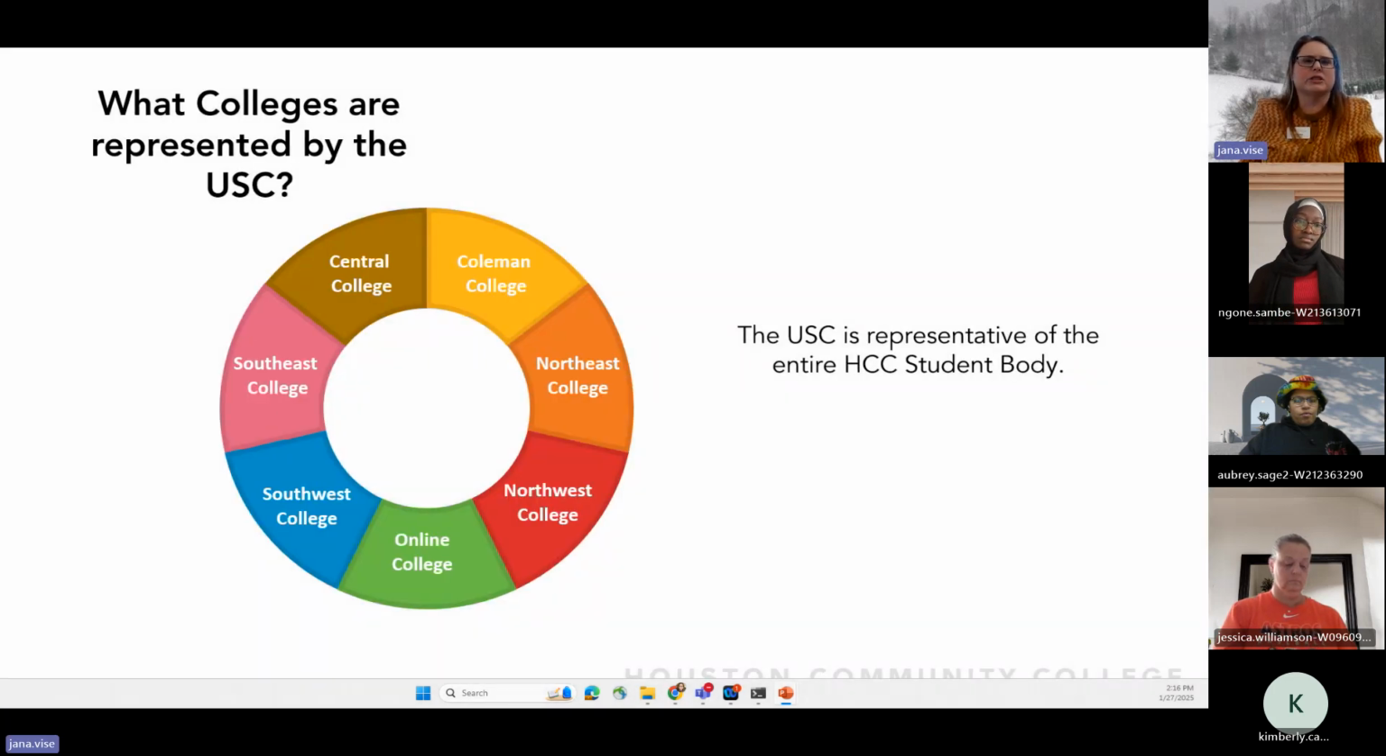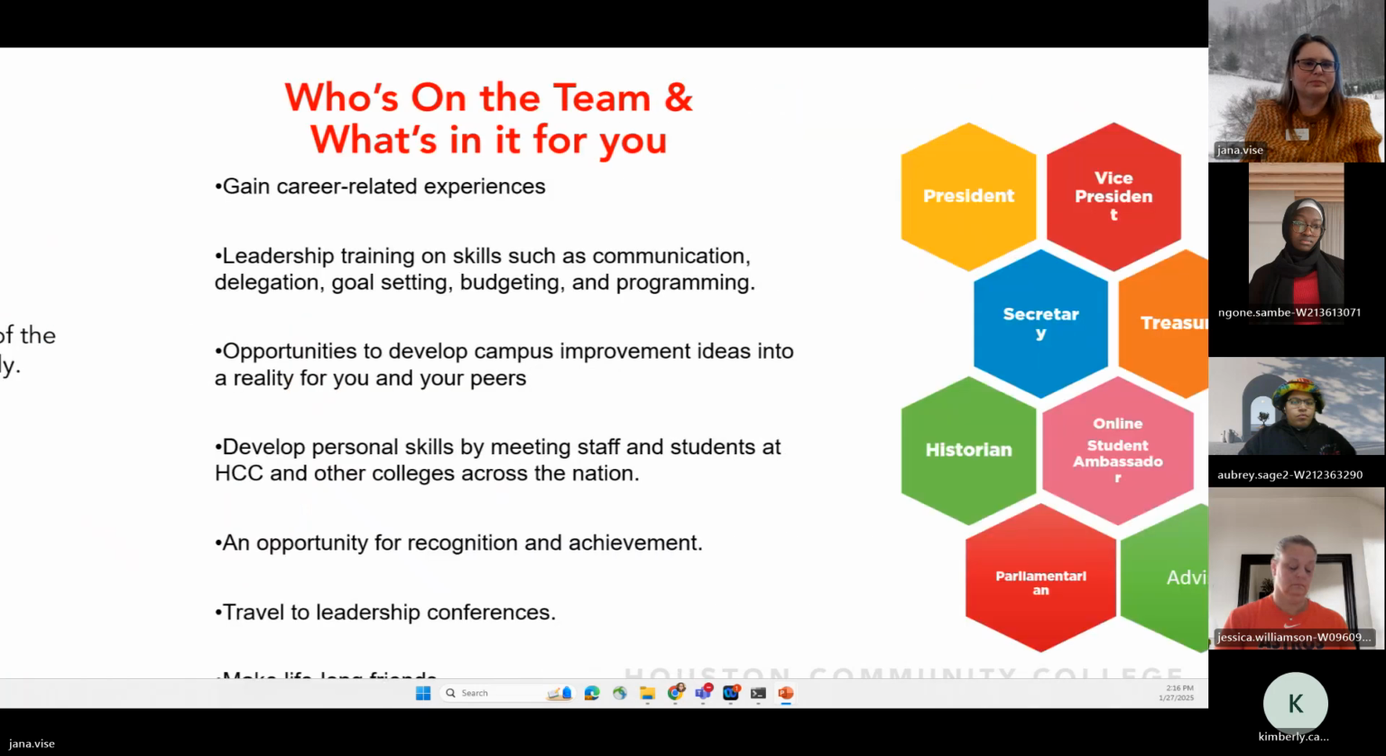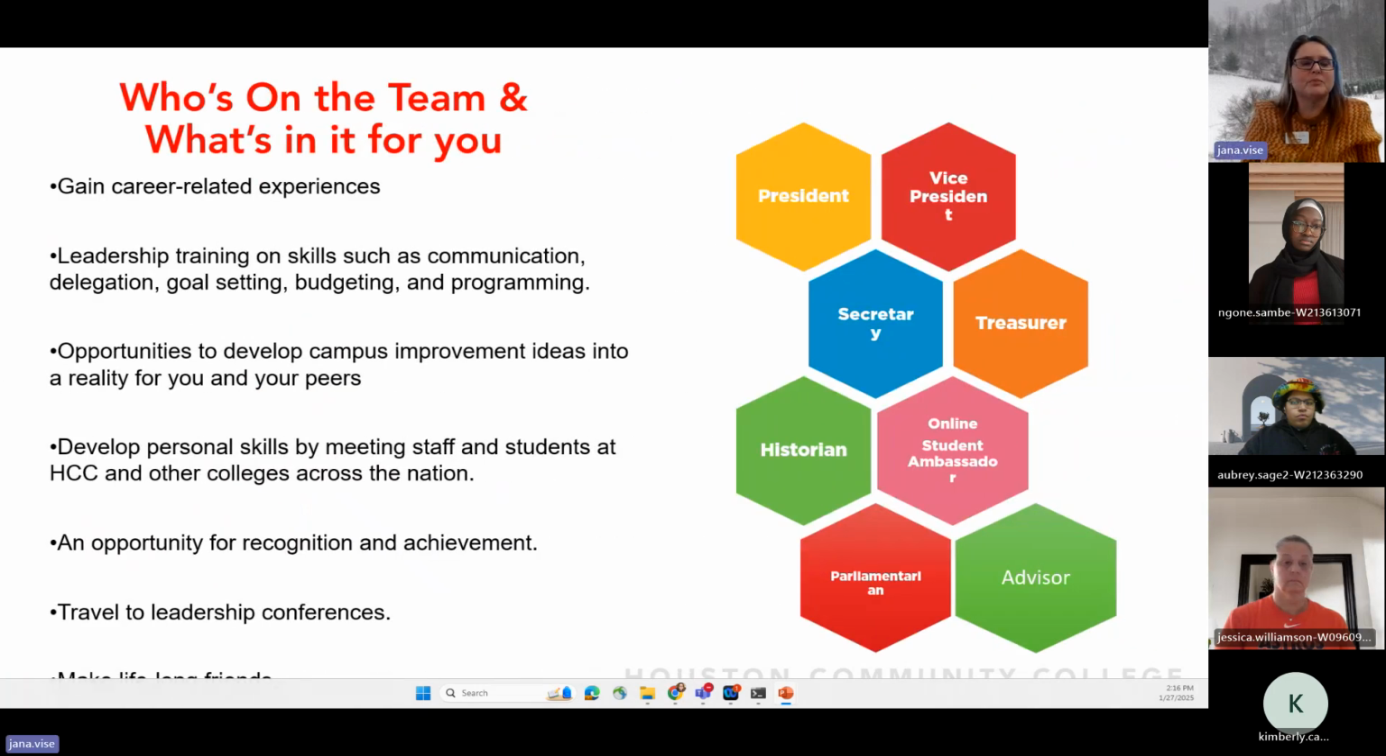So, what colleges are represented by the USC? All 7 colleges. You're representing the entire student body. So who's on the team? Well, you have the same people plus one. You still have the president, the vice president, the secretary, the treasurer, the historian, and the parliamentarian, but you also have an online student ambassador and then your fellow advisor.